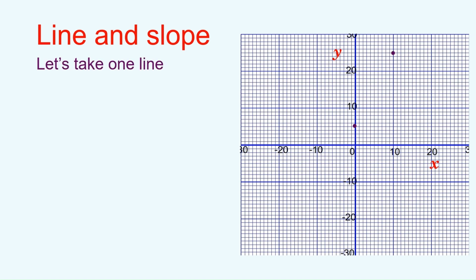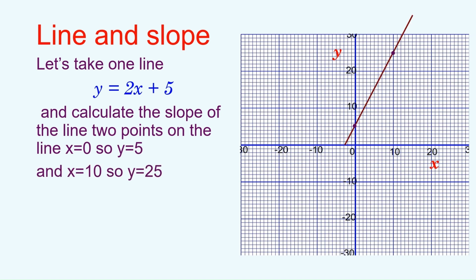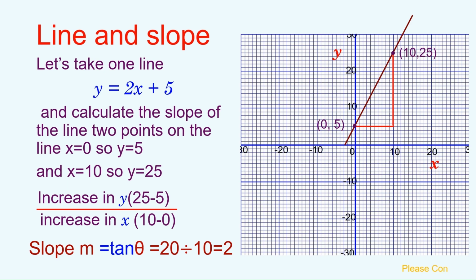Let's take one line of equation y equals 2x plus 5 and calculate the slope of the line between 2 points on the line. At x equals 0, y equals 5, and at x equals 10, y equals 25. Increase in y, 25 minus 5, that is 20, divided by increase in x, 10 minus 0, that is 10. So the slope m equals tan theta equals 20 divided by 10 equals 2.